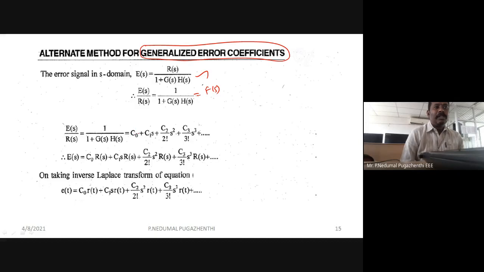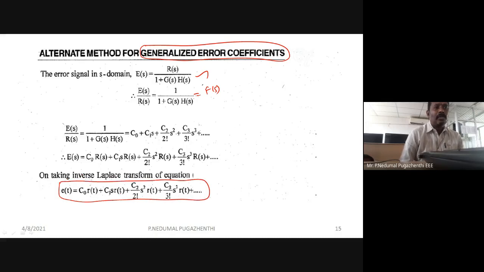This can be expressed as C0 plus C1 s plus C2 s squared by 2 factorial, C3 s cubed by 3 factorial, and so on. Then cross multiply that. Once you have this, you can take the inverse Laplace transformation. You will again get your E of t. This is another method.